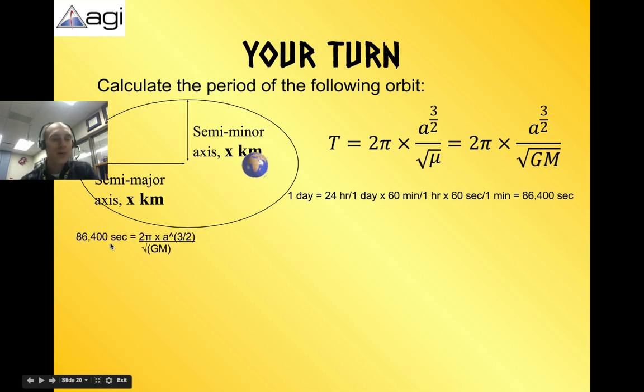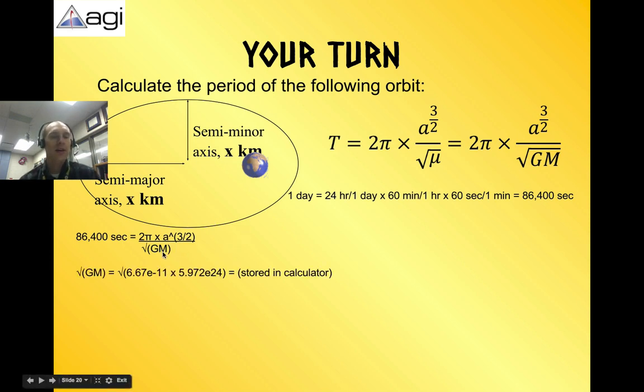We have 86,400 seconds. That's our period. Equals 2 pi times a to the 3/2 divided by the square root of G times M. Now I typed this out the way that you would see it in your calculator, because that is going to cause problems if you don't type things in using the correct amount of parentheses.